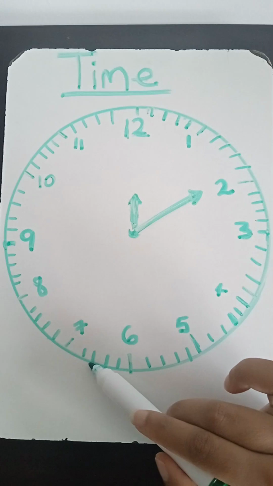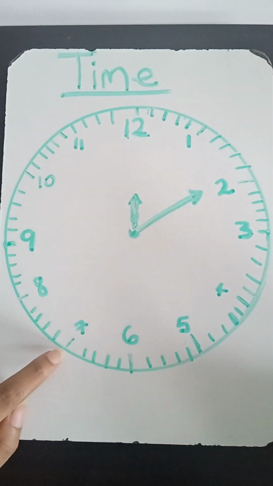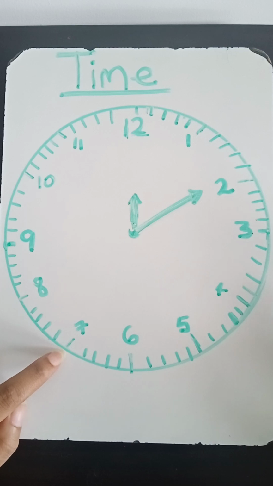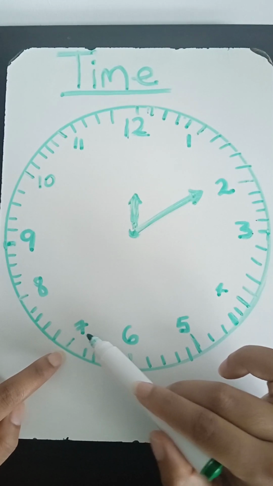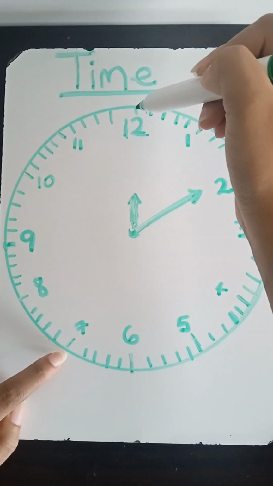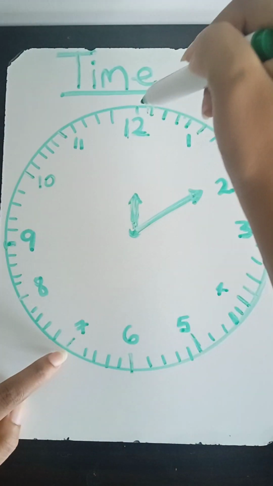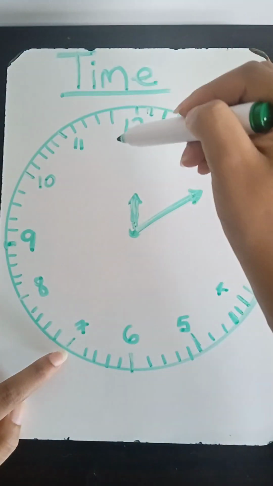31, 32, 33, 34, 35. So here it's 35 minutes after 12, which is 25 to. Oh, before I forget, you see from 12 up until 6, this side is your past side, and this is your to side.